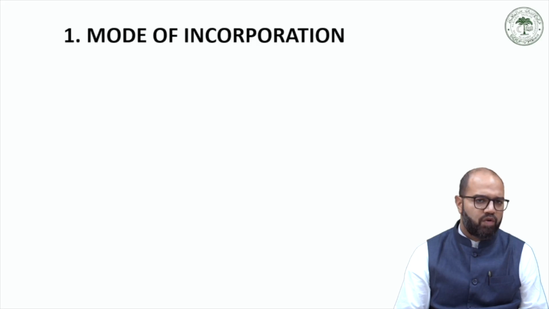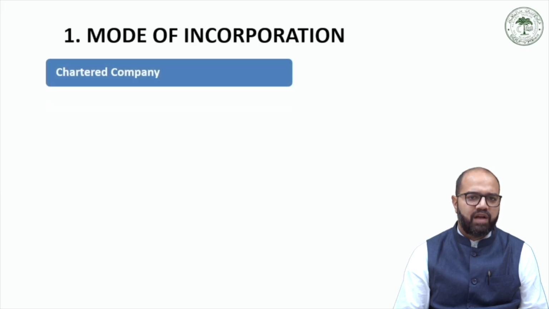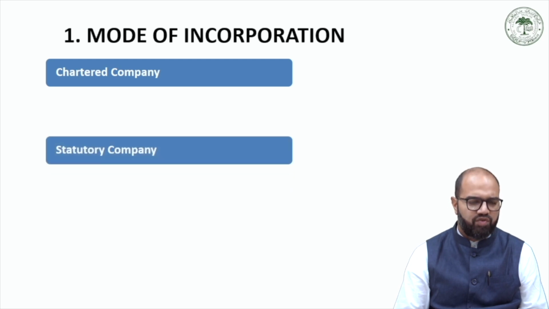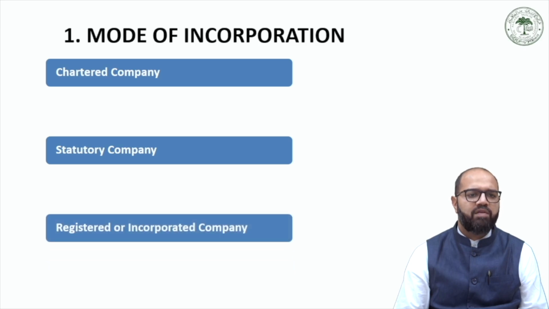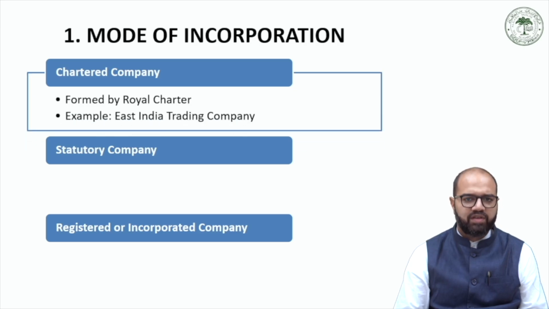Beginning with the mode of incorporation, as I said, the mode of incorporation signifies what are the various ways in which the company gets incorporated, or it is born, or it comes into existence. So under this head we have firstly what we call a chartered company. Then we have a statutory company, and thirdly we have a registered or incorporated company. Now we shall be dealing with each of these three companies in further detail. So a chartered company, as the name suggests, are those companies which are formed through a royal charter which is granted by the crown or a monarch.